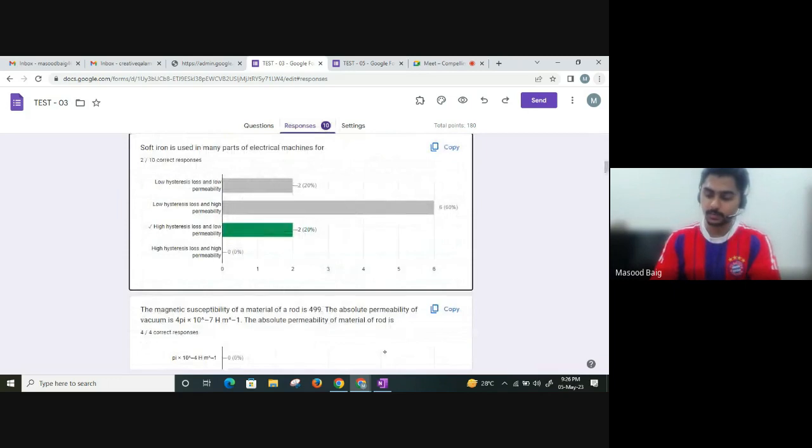Soft iron is used in many parts of the electrical machine. Soft iron has low hysteresis because it is... no, it will have low hysteresis. I think this question we did wrong again. It is low hysteresis and it has low permeability? Soft iron is which magnet, guys? A ferromagnet, right? It is a type of ferromagnet. A ferromagnet will usually have high relative permeability, much greater than 1, and soft iron will have a low value of hysteresis. So this is anyhow wrong. Low hysteresis loss and high permeability is the correct answer.